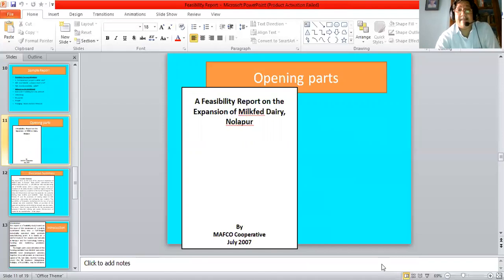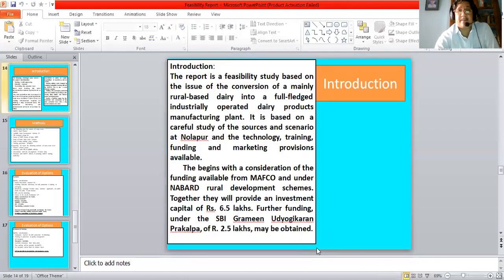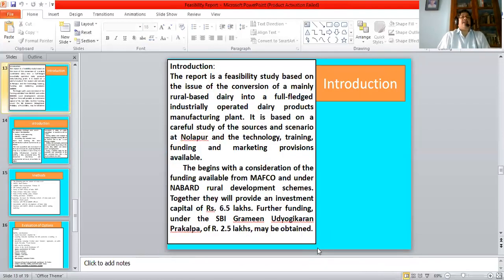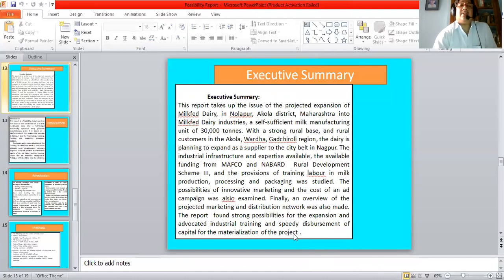Next, let us see what we have. Okay, the introduction. Now, before the introduction, we have the executive summary. Let us see what is contained in the executive summary. I'm just going to read out from the sample summary of this report. This report takes up the issue of the projected expansion of milk-fed dairy in Nolapur, Akola district, Maharashtra, into milk-fed dairy industry. So that's what is going to be the transformation.